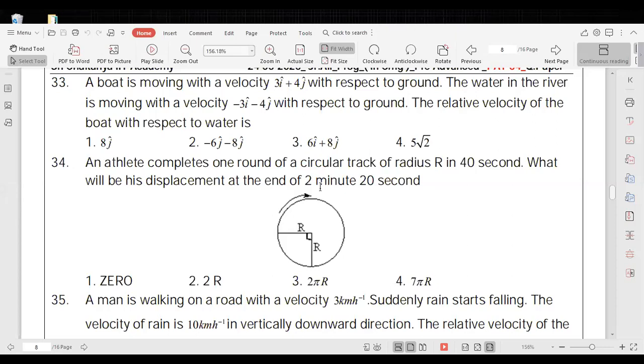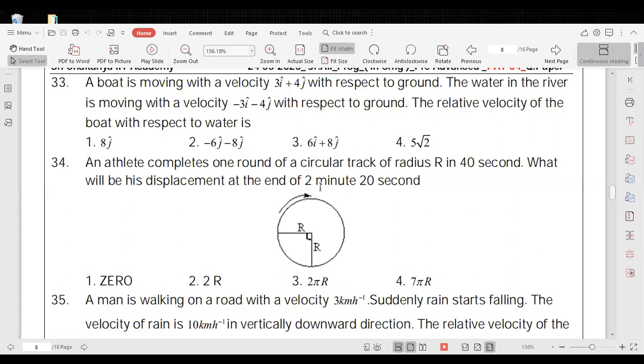So the velocity of the boat with respect to river is equal to the velocity of the boat minus the velocity of the river. The velocity of the boat is 3 i cap plus 4 j cap, minus the velocity of the river, which is minus 3 i cap minus 4 j cap. This is equal to 3 i cap plus 4 j cap plus 3 i cap plus 4 j cap. Therefore, this is equal to 6 i cap plus 8 j cap. This is the velocity of the boat with respect to river in vector form. That is the only answer. It is a simple problem only.